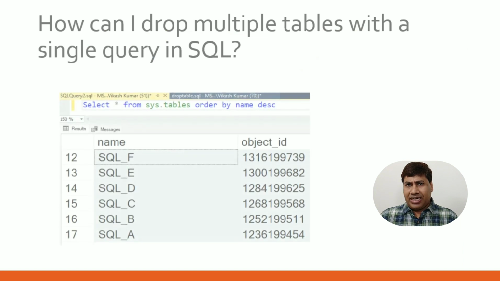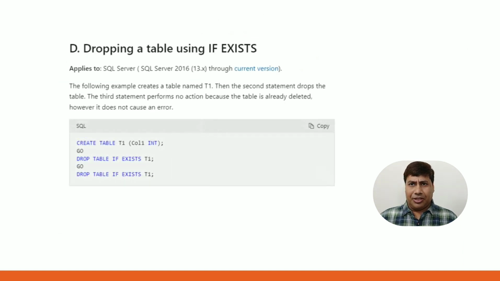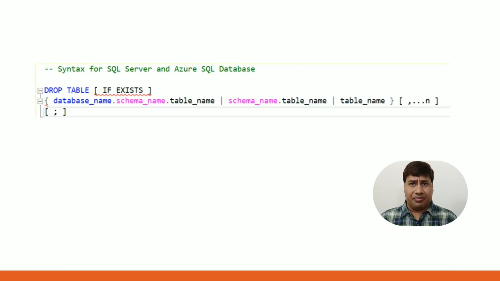Can you drop multiple tables at once? How to drop multiple tables using a single drop statement?